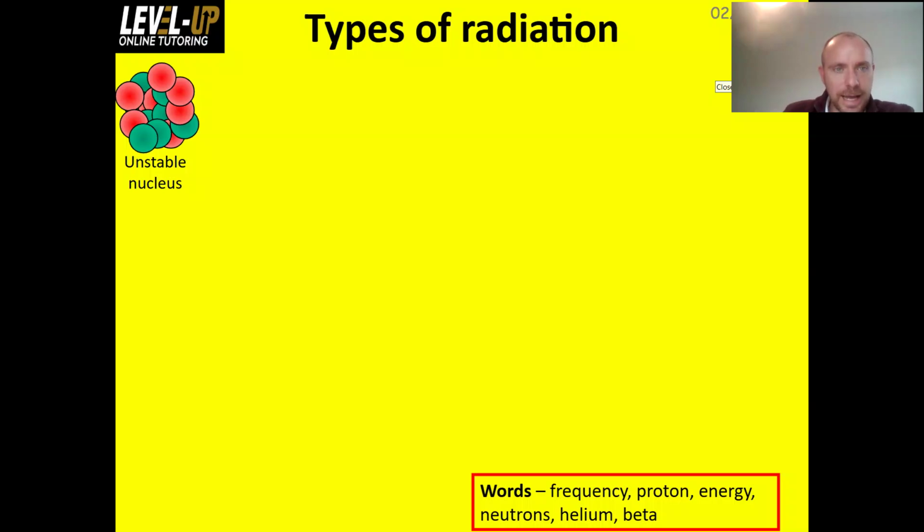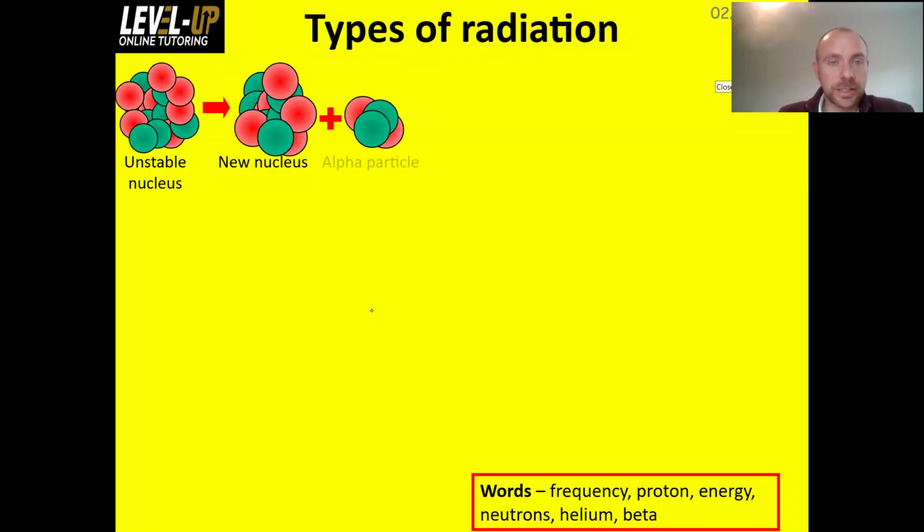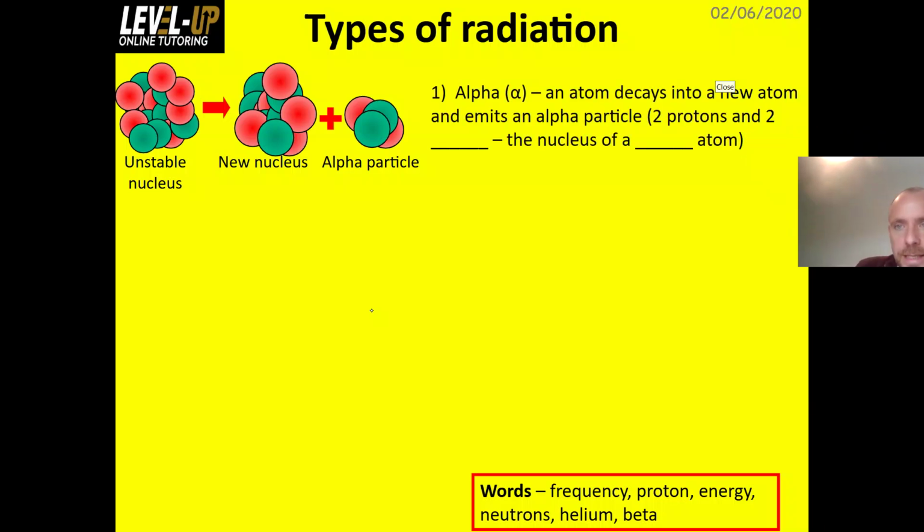So a little recap, to see if you can fill in these gaps. Here's an unstable nucleus. It's going to decay into a new nucleus, and in doing so, it's giving out an alpha particle. See if you can fill in the gaps there. Give you a second. So alpha: an atom decays into a new atom and emits an alpha particle, 2 protons and 2 neutrons. Kind of came out of my mouth without even thinking about it.